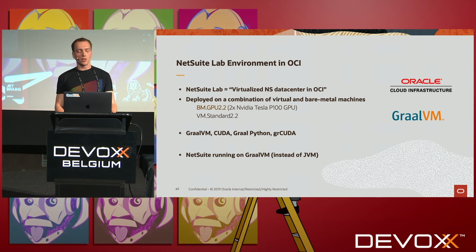We installed GraalVM, CUDA, Graal Python, and GR CUDA in that environment. All those terms Lukas has mentioned before. And we installed NetSuite, but we did not deploy it on a normal JVM as we do. We ran it on GraalVM, and it was a very seamless transition.